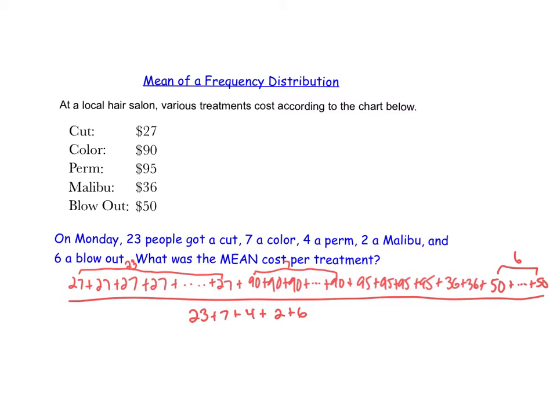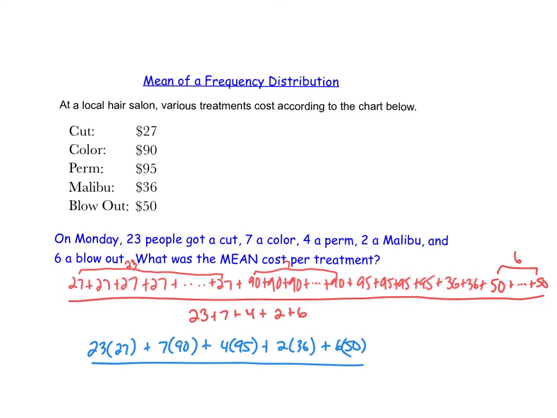Now, if you've taken elementary school math, you probably know a quicker way of doing this rather than adding all of these numbers up. Well, if there's 23 27s, you can just do 23 times 27. And then if there's 7 90s, you just do 7 times 90. And then there were 4 95s, 2 36s, and 6 50s. And then when you add all these up, let's see if we can do this quickly.